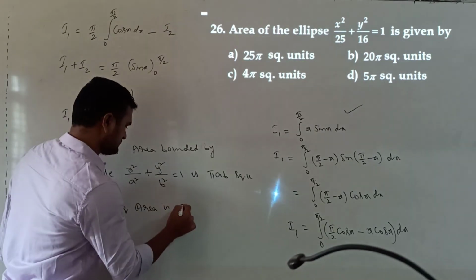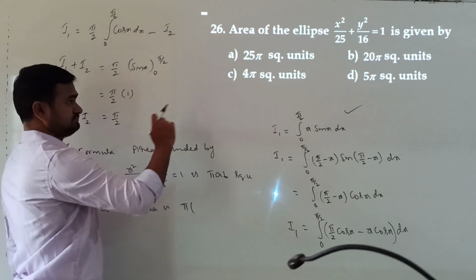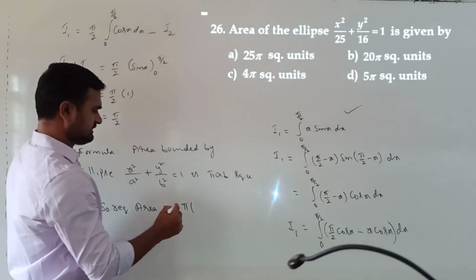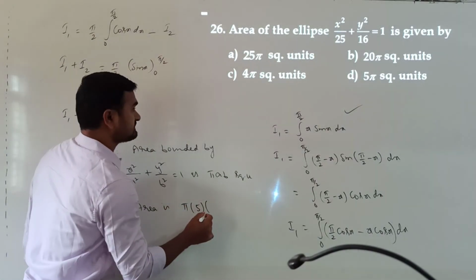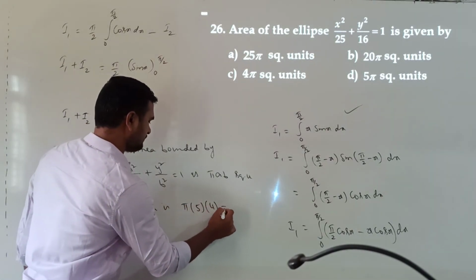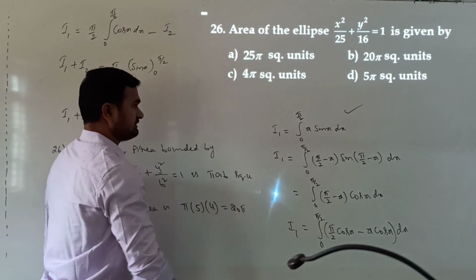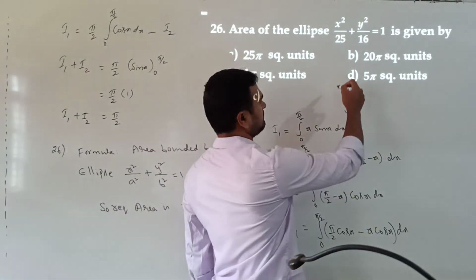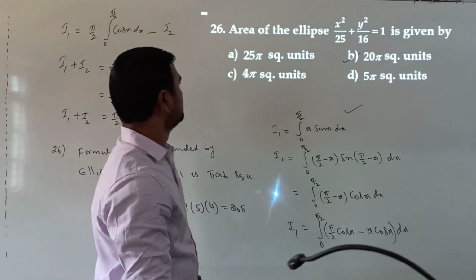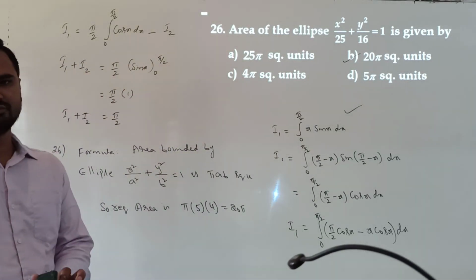pi ab. So a square is 25, so a will be 5. B square is 16, b is 4. So the required area is 20 pi square meters. So the second option will be correct.